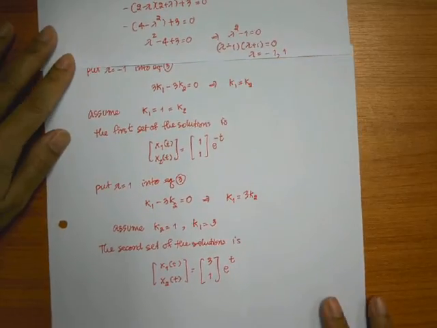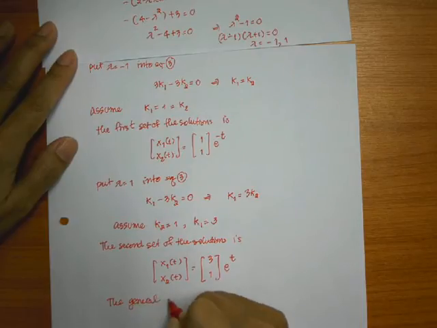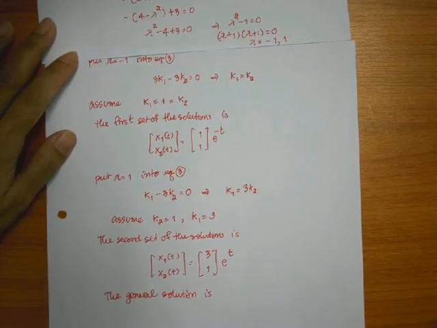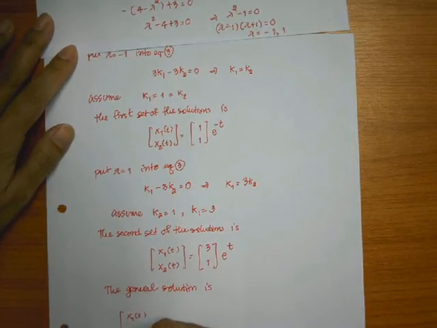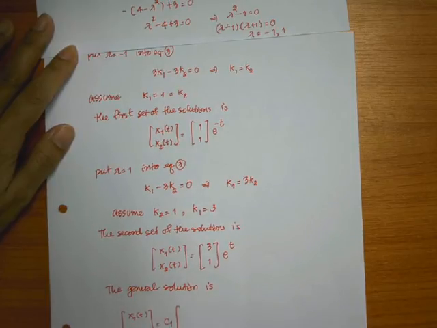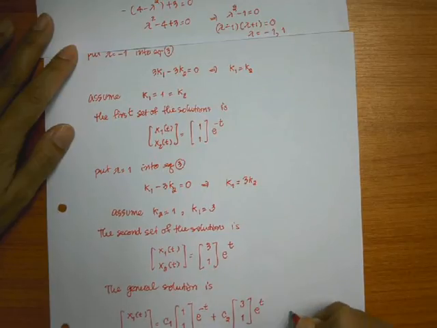So the final solution, the general solution, is the summation of our first set of solution and second set of solution. So we would get x1t, x2t is equal to c1 times the first set of our solution, which is this term, plus c2 times our second set of solution, which is this term, and that's it.